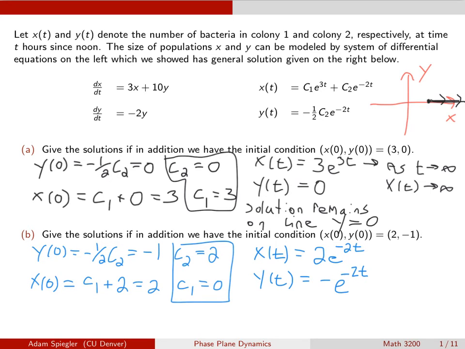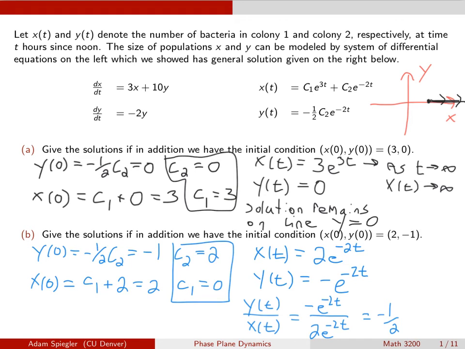And maybe it's not as clear what's special about this solution, but if we start at the point 2, minus 1 at time 0, then what we can see is that the ratio of our x and y values, if I take y of t and divide it by x of t, then I'm getting e to the minus 2t all over 2e to the minus 2t. So in other words, this ratio is always equal to minus 1/2. So the ratio of x to y is going to always stay the same.